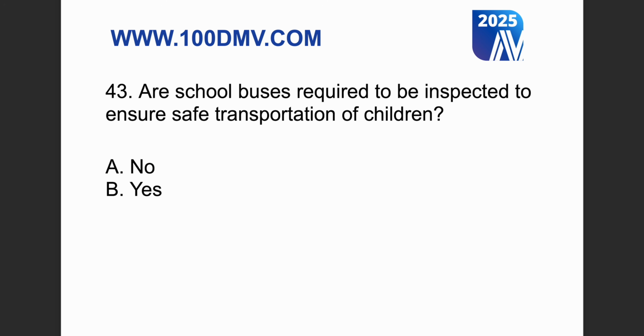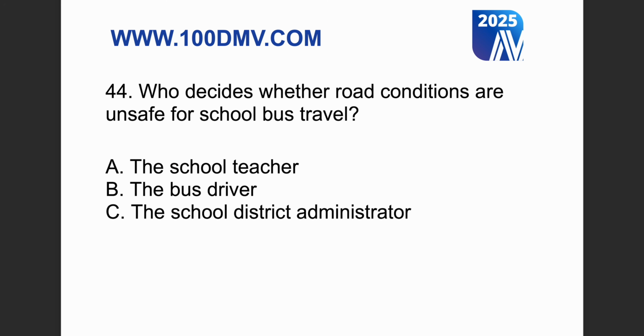43. Are school buses required to be inspected to ensure safe transportation of children? A. No. B. Yes. Correct answer, B. Yes.